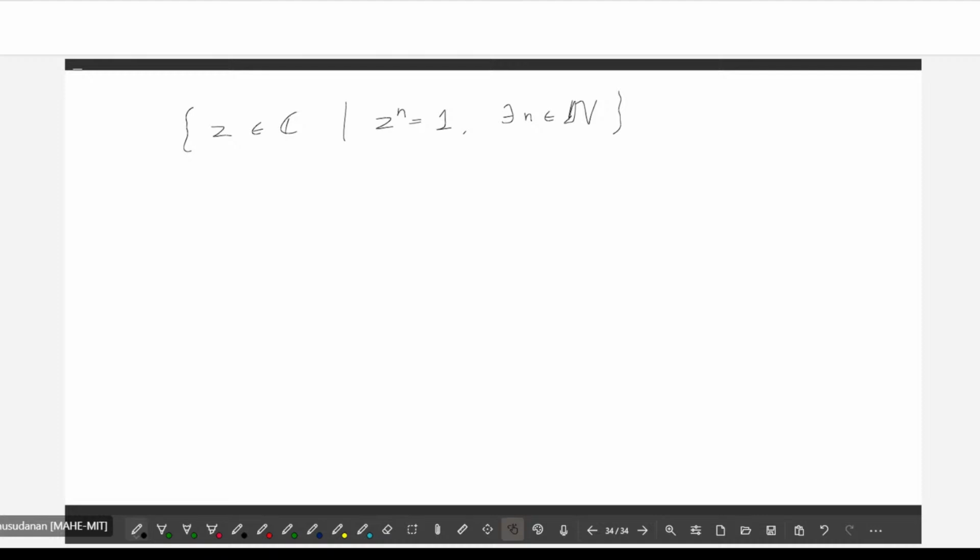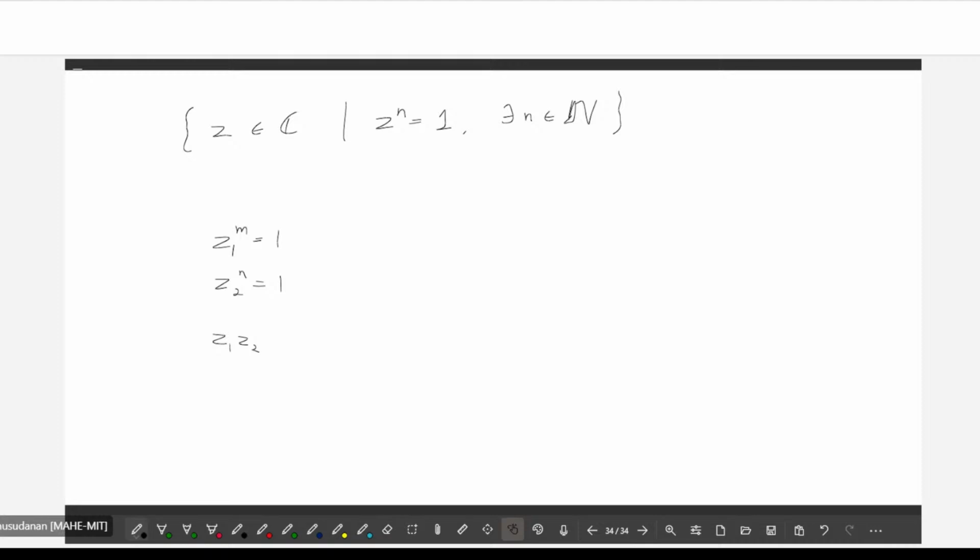If you multiply any two, suppose z1 to the power m is equal to 1, and z2 to the power n is equal to 1. So if you take z1 z2, what power do you have to take? You can take mn easily, or you can take the LCM of m and n. So the power will then be 1. So yes, it is closed under multiplication, and then inverses, of course: z to the power n is 1, so z to the power minus n is 1, so z inverse to the power n is 1. Inverses are there. Identity element 1 always satisfies. So definitely this is a group.